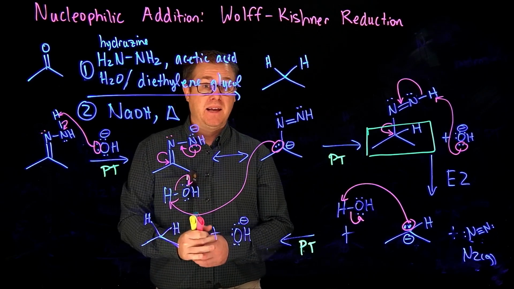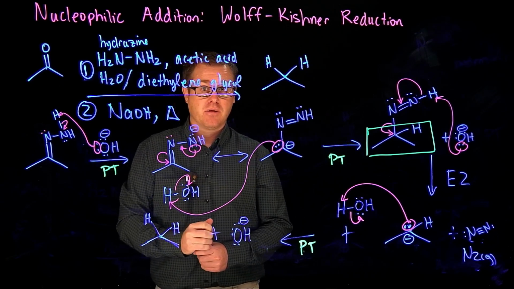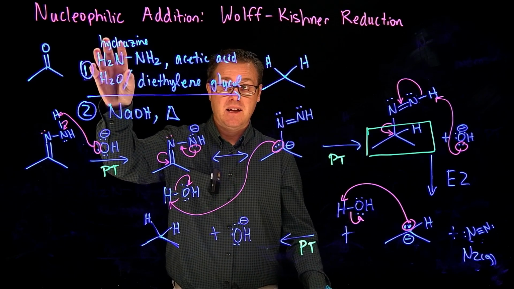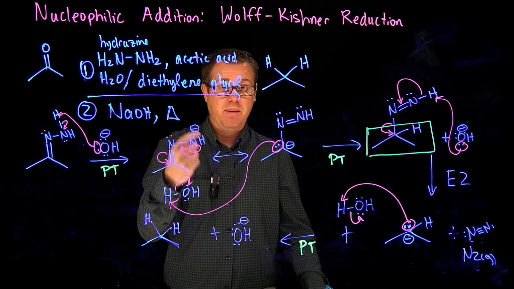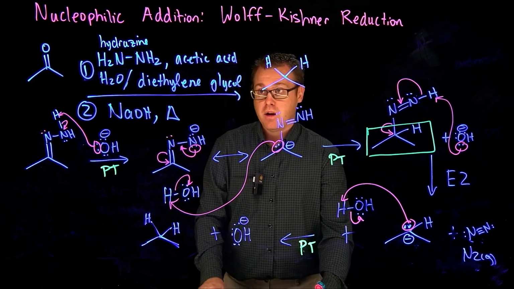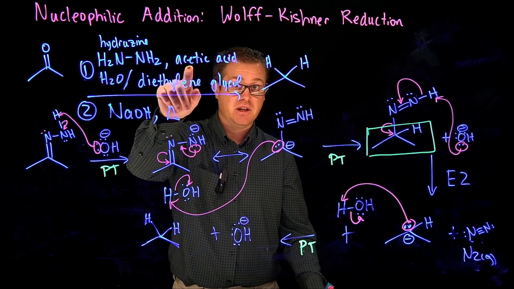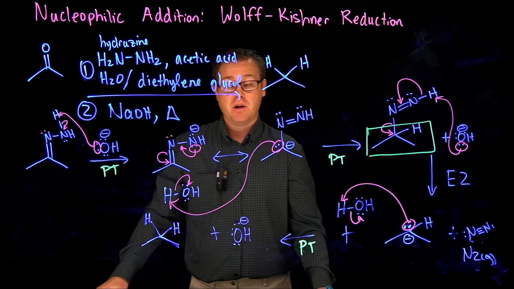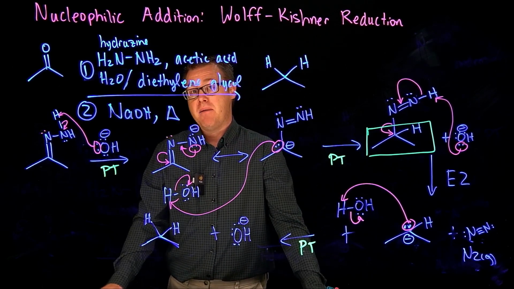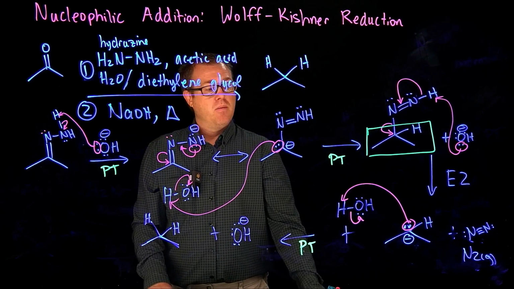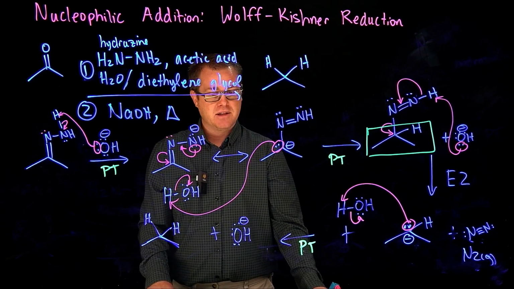And recall from the beginning of the video, Wolff-Kishner reductions can be done under slightly acidic conditions. In step 1 and in step 2, you add the base and the heat. Or you could totally skip this step, the acidic version, and just go completely using base. And that mechanism is going to be slightly different, but you will get to the same answer.